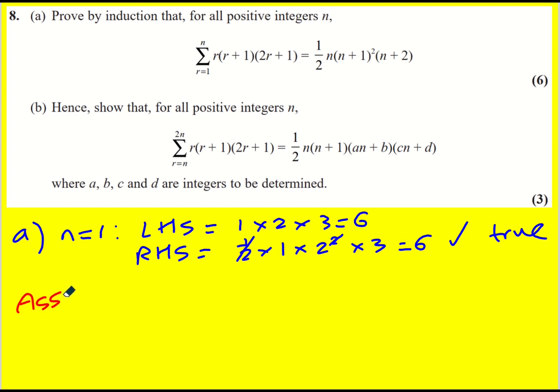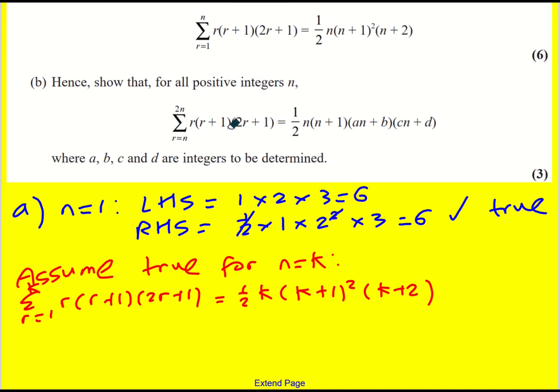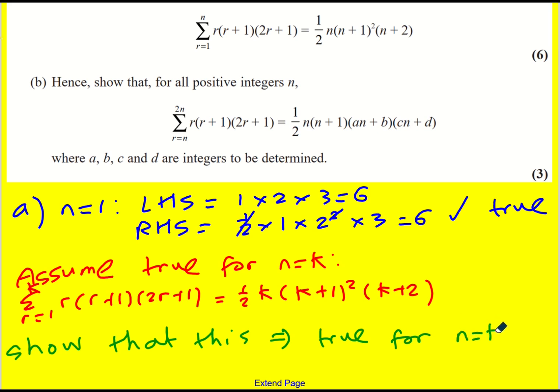Let's assume that this summation formula is true for n equals k. And that means that the sum from r equals 1 to k is going to be a half k, k plus 1 squared, k plus 2. Now I want to show that this implies that it's true for n equals k plus 1.